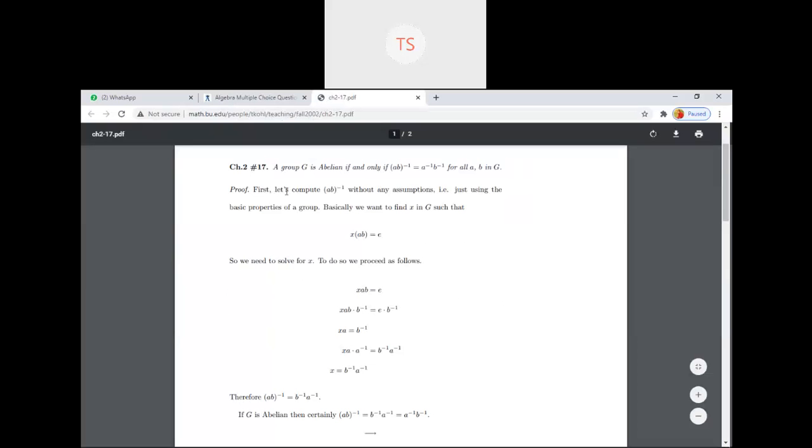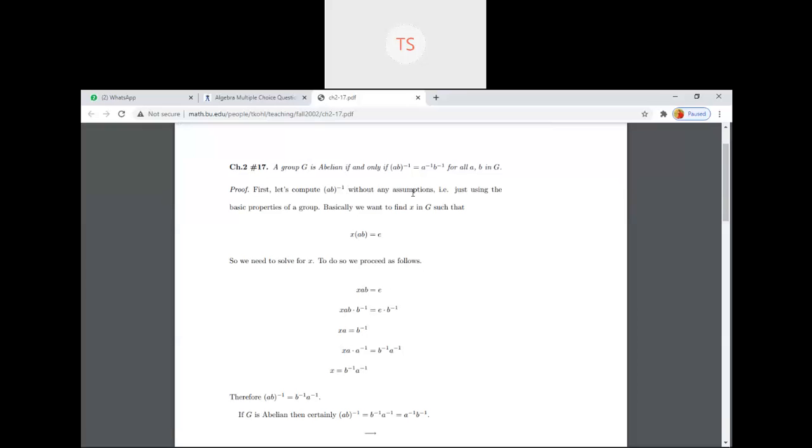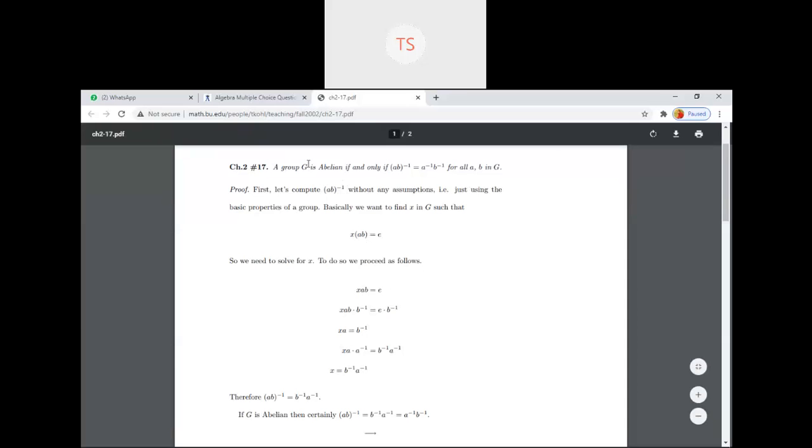So here, first let's compute (AB)^-1 without any assumption, that is just using the basic properties of a group. Okay? That means, suppose AB is a particular element of the group G, then there must be an element X such that X into AB is equal to E, because E is the identity element. Okay. Now we need to solve for X. Now from here you have to find the value of X. So we will write like this: X AB = E, the identity element.